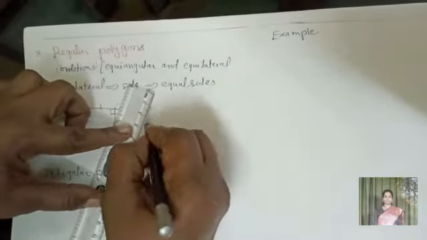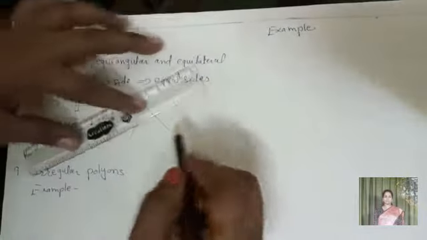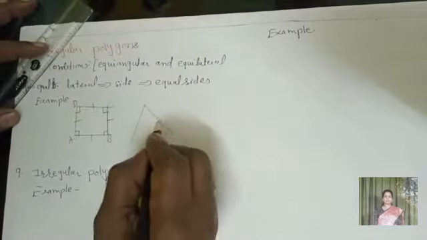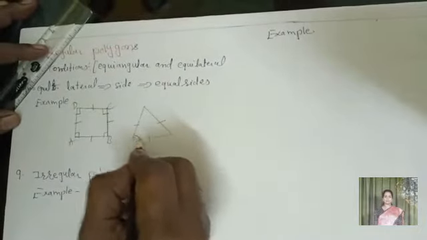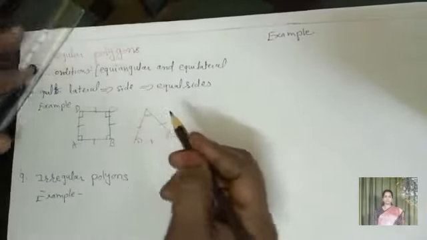In the same way, an equilateral triangle. Equilateral means equal side and equal angle. We call it a regular polygon.